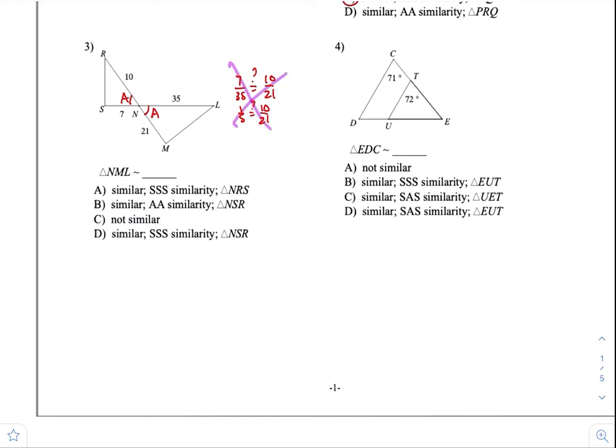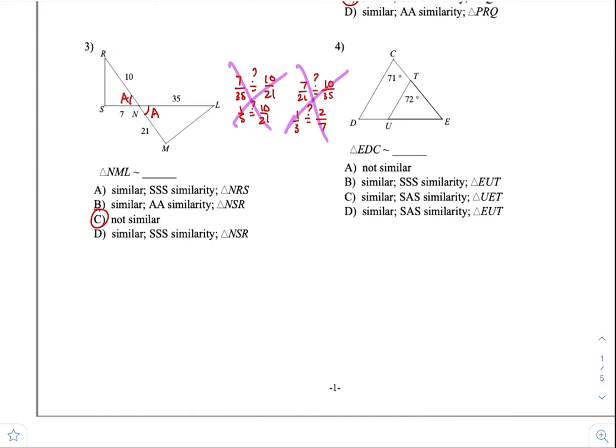Let's try another one. If we did 7 over 21, is that proportional to 10 over 35? For this one, I could divide top and bottom by 7 to get 1/3. And for here, I could divide top and bottom by 5, which would be 2/7. But again, that's not the same. So both combinations could not work, so the sides aren't proportional. So we'll have not similar.